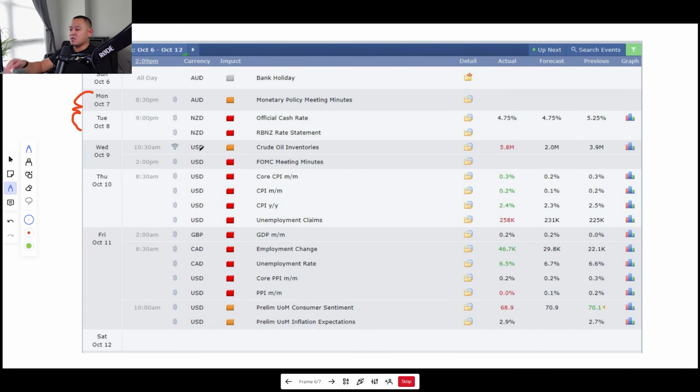Well, if I just look to tomorrow, all we have is 10:30 crude oil inventories and then 2 p.m. FOMC meeting minutes. FOMC is really only a major factor when we have a rate announcement. If we have a rate announcement, oftentimes I will not be trading that day or the previous day, and that's usually when you're going to see moves later in the week occur. But based on this calendar, we have FOMC meeting minutes and then we have CPI on Thursday.